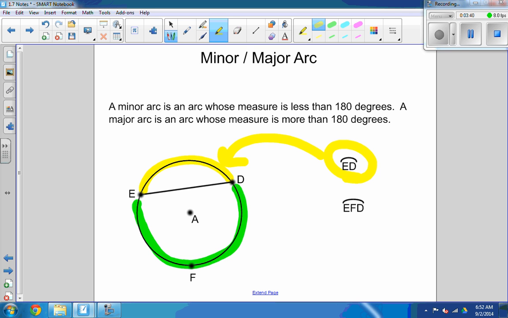EFD, notice it has 3 letters. The reason we had to use 3 letters is because we had to use a third letter to help determine the direction that our arc is going in. So we start at E, going through F, going to D. That is our major arc.